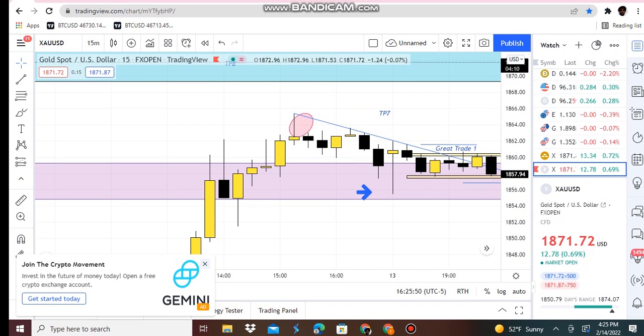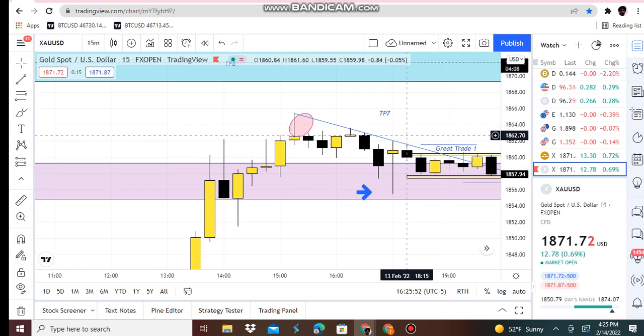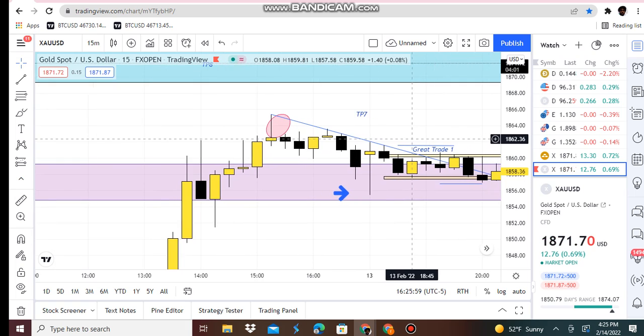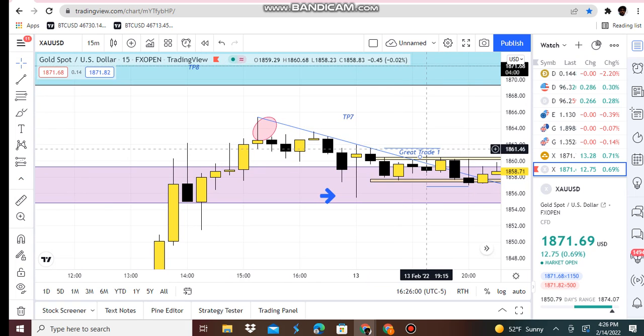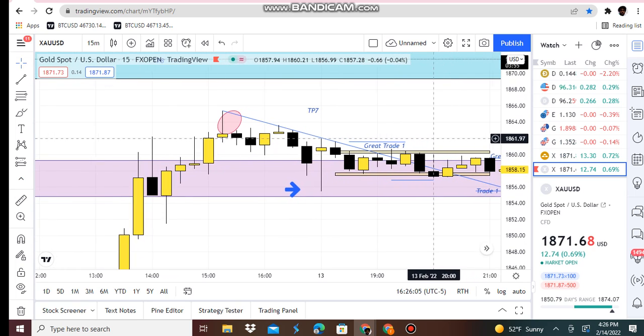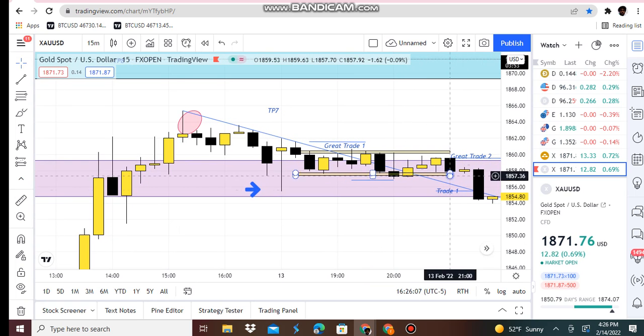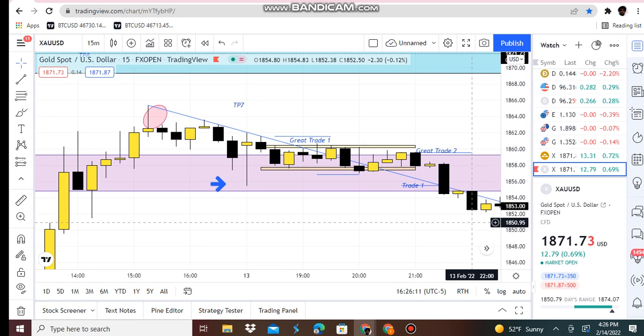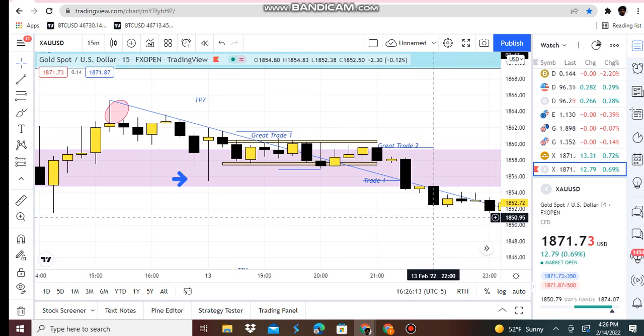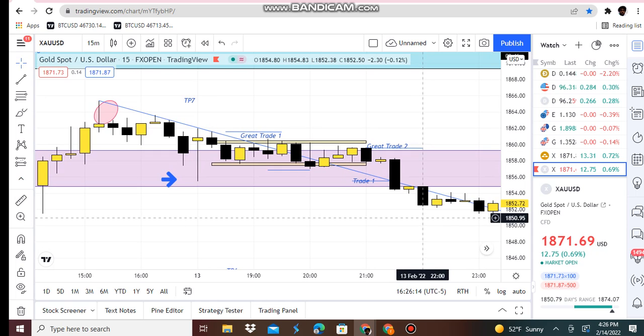As you can see, price makes a lower high all the way back up. It makes a lower low all the way to 1855. Then it makes a lower high back up to 1862. Once price makes a lower high, we can get in for a great trade one, and sell this all the way down to 1855. As you can see, price gets lower than that, all the way down to about 1851.